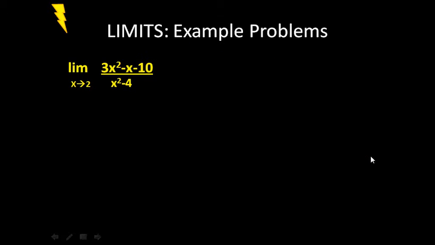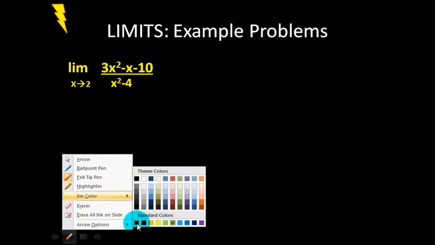Now here's an example of what I was saying previously with just plugging it in and getting a denominator of 0. If you just plug in 2, so I'll write this in red because this is not what you want to do.